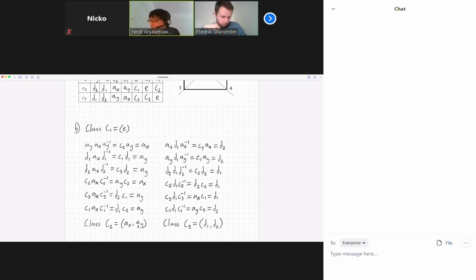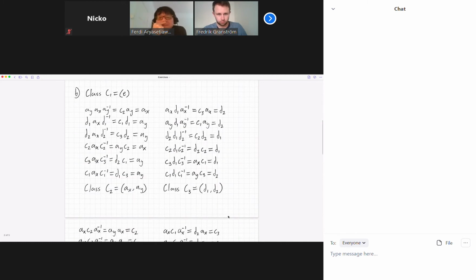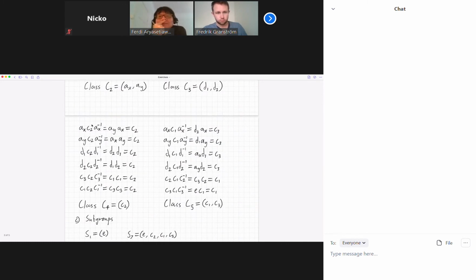And then we go on to put D1 in the middle instead. And we see that D1 and D2 are conjugate to each other. So this is another class. And then we put C2 in the middle, and we see that C2 is only conjugate to itself. So it forms a class on its own. And then C1 and C3 form a class together. That's correct, yes.